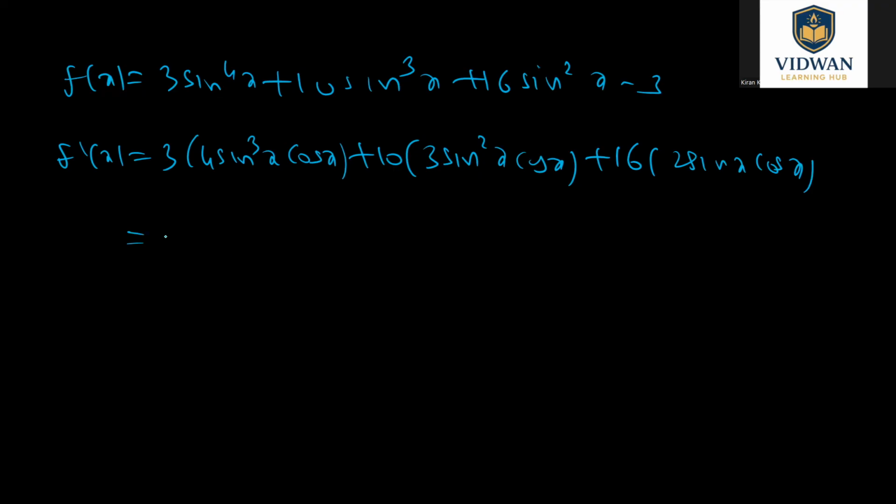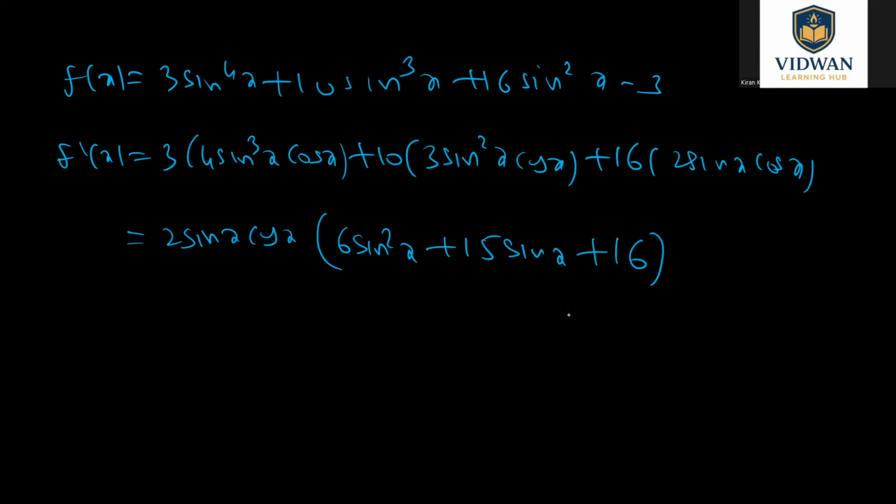In all of them, you can take 2 sine x cos x common. So out of 12, 2 is removed, so 6 will remain. Sine square will remain. And here 30 is taken out, 15 will remain, 1 sine x will remain. In the last one, 2 sine x cos x is taken out, 6 will remain. Further, you can take a 3 common, so it will become 6 sine x cos x into 2 sine square x plus 5 sine x plus 2.